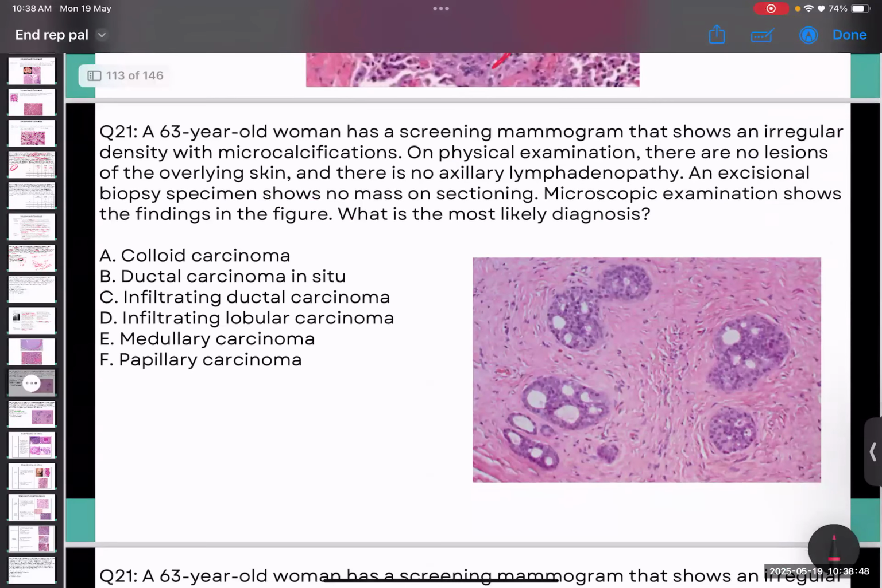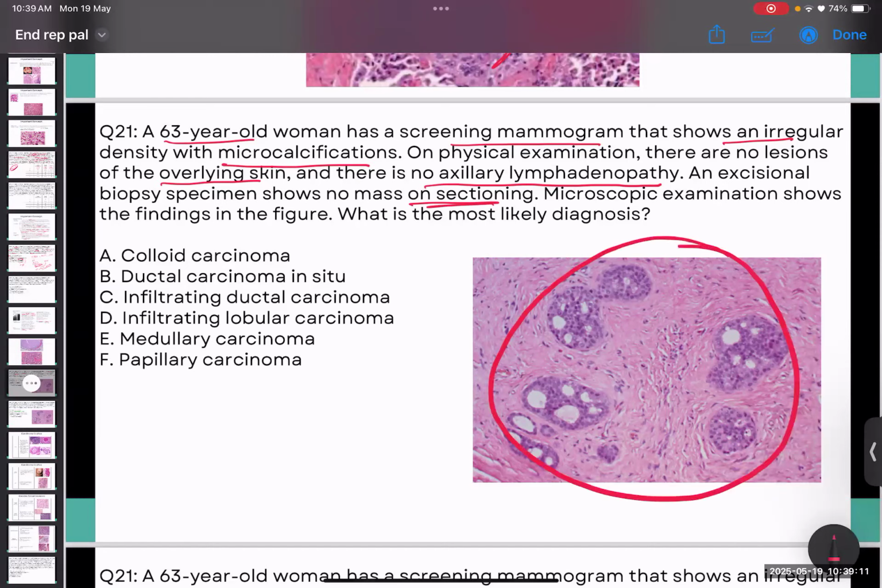Moving on to question number 21. We have a 63-year-old woman. She has a screening mammogram that shows an irregular density with microcalcifications. On physical exam, there are no lesions of the overlying skin and there is no axillary lymphadenopathy. An excisional biopsy of this specimen shows no mass on sectioning. Microscopic exam shows the findings in the figure. What is the most likely diagnosis?